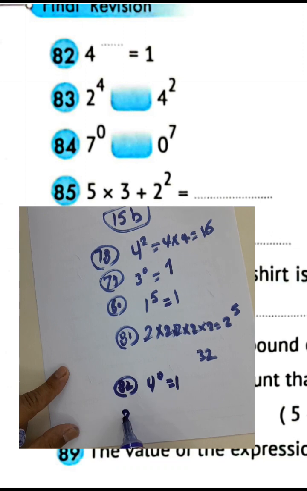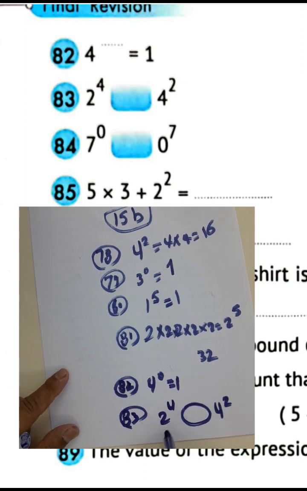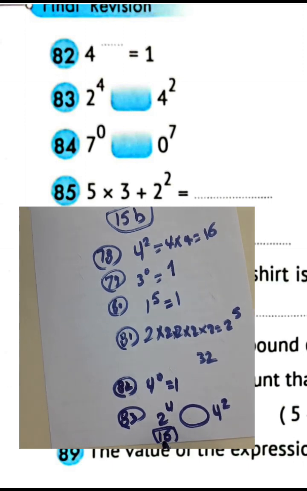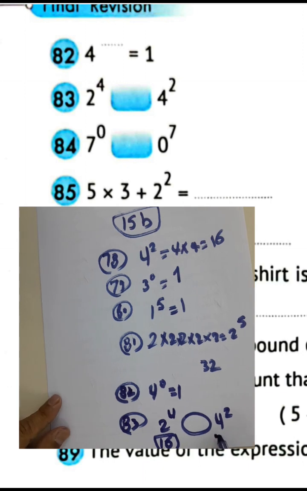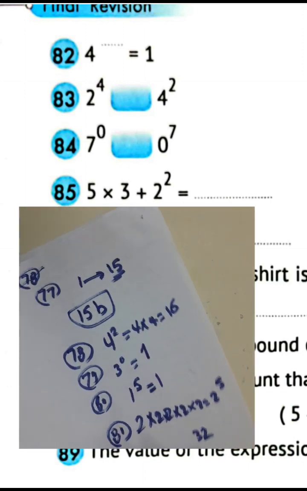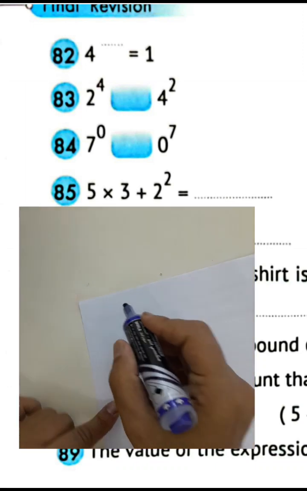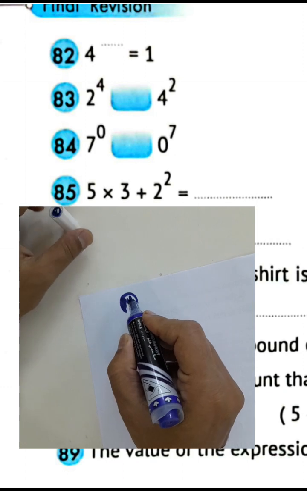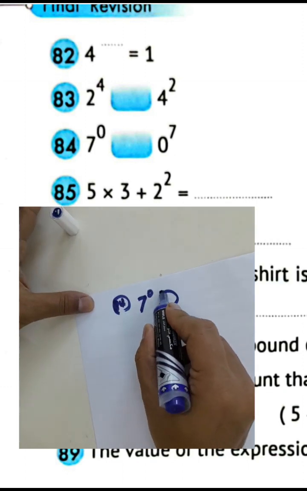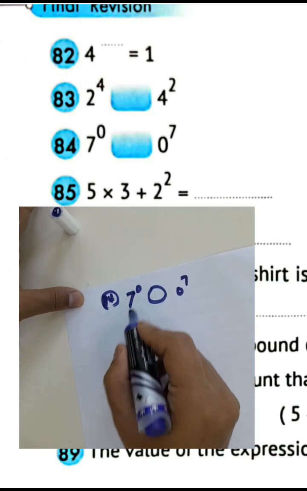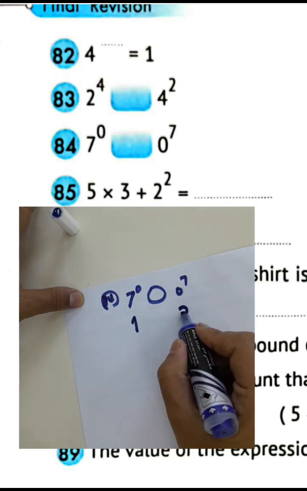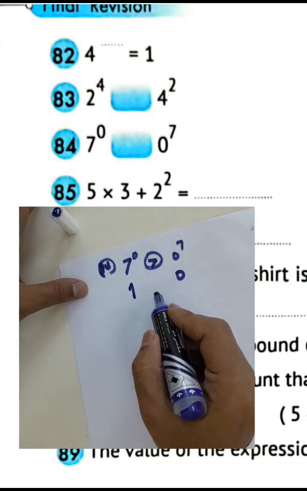And question 83. 2 power 4 or 4 power 2. 2 power 4 will be 16, 2 multiplied by itself 4 times, and 4 power 2 equals 16. We must write equals here. And the next question is question 84. 7 power 0 or 0 power 7. 7 power 0 equals 1, and 0 power 7 equals 0. Then 1 is greater than 0.